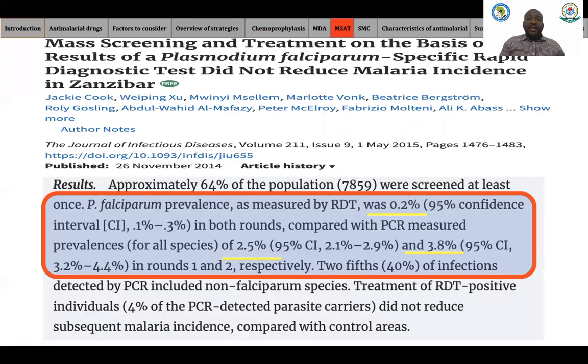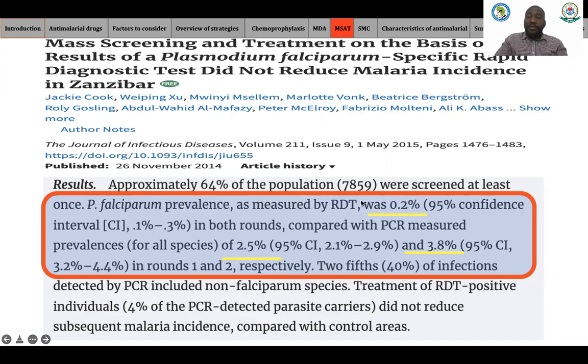This is a case of Zanzibar, where this publication was done in 2014, but it was looking at mass screening and treatment as a basis of results of Plasmodium reduction, and they were not able to demonstrate any reduction in malaria incidence in Zanzibar. In this case, they measured a population of 64% of the population that was screened, and the prevalence that was measured using rapid diagnostic tools was 0.2%.